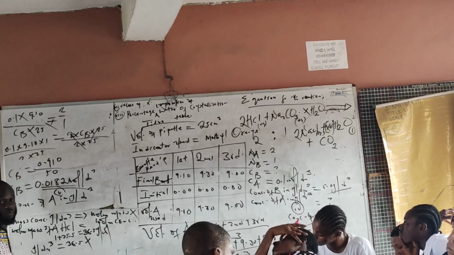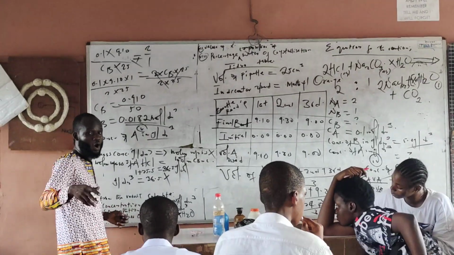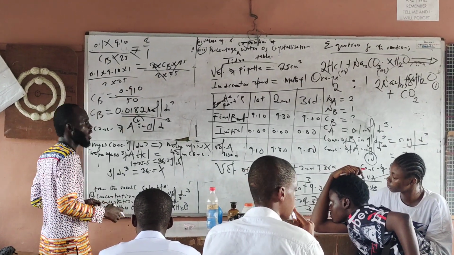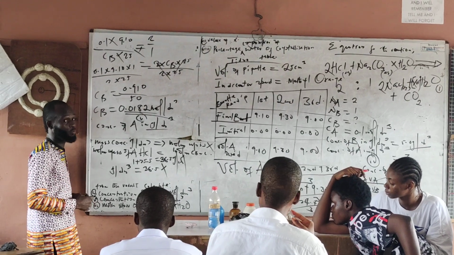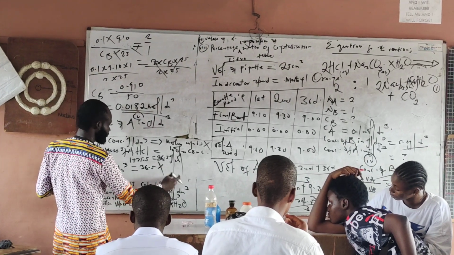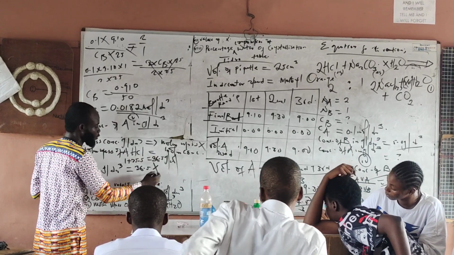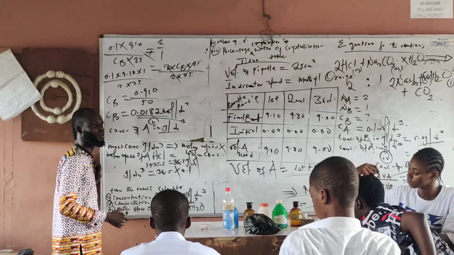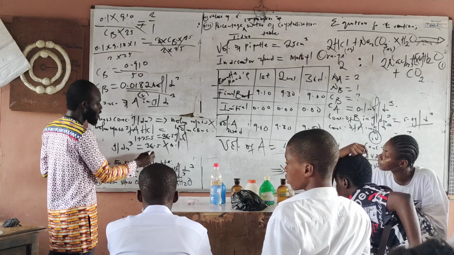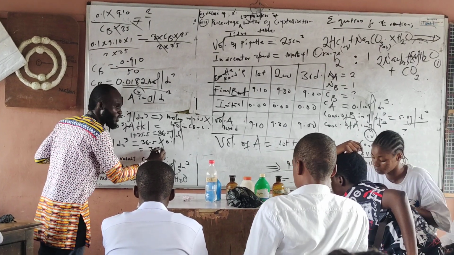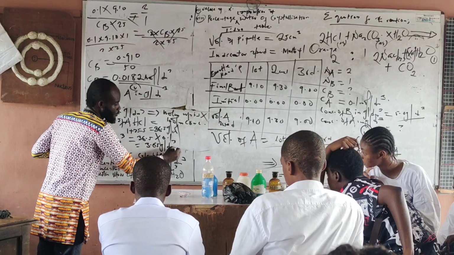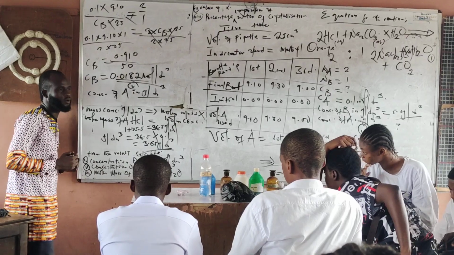Because 1000 centimeter cube is equal to 1 dm cube or 1 liter. So 36.5 times the molar conc, 0.1, you get 3.65 gram per dm cube. That's the mass conc of A.